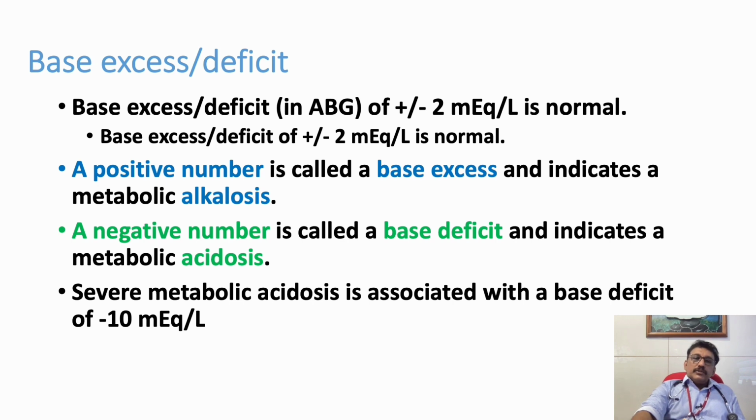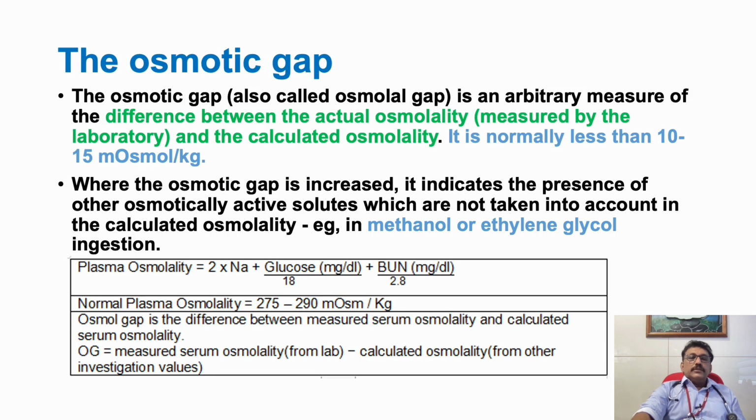So a positive number, plus 3, plus 4, indicates metabolic alkalosis, or minus 4, minus 3, minus 5 like that indicates metabolic acidosis. Now another important thing is osmolar gap. This will be done to know whether any abnormal alcohols are there in the blood or not. But normally this type of calculation is not required in the emergency room, because nowadays we get all types of toxicology analysis from the toxicology lab itself. Point of care instruments are there, we get it like that. But however, as a beginner, we have to learn all these things.